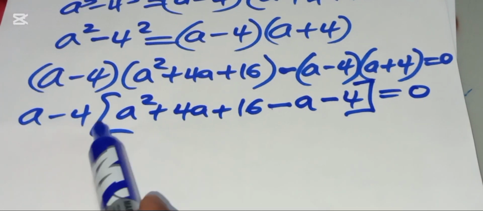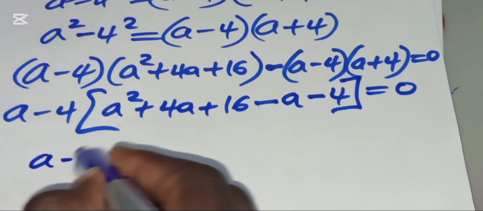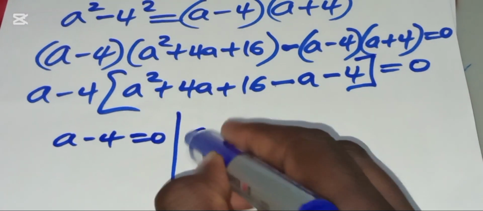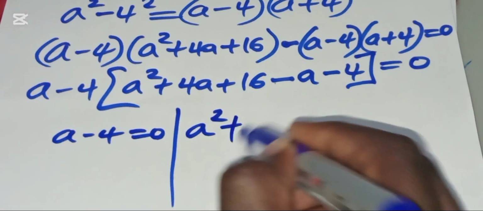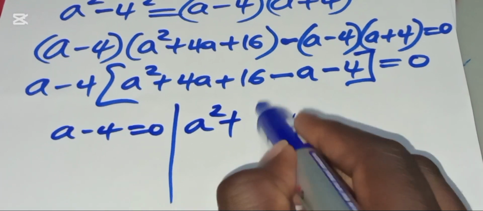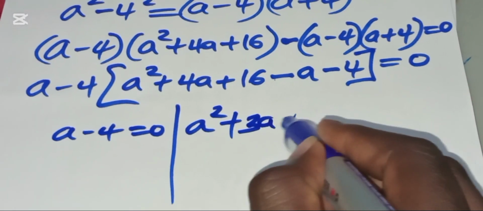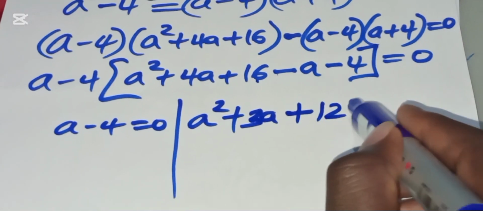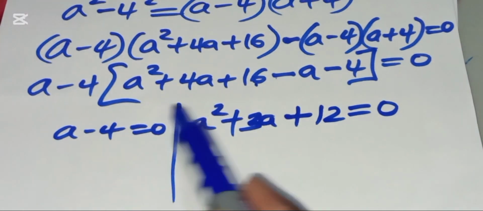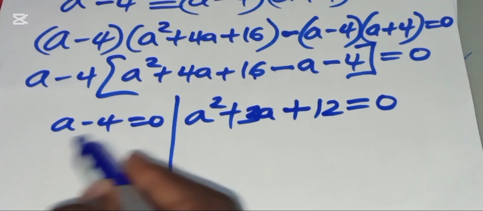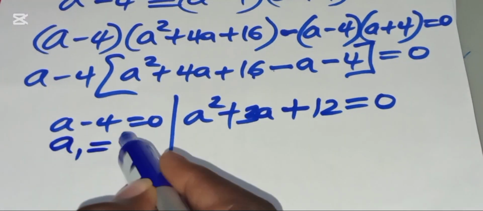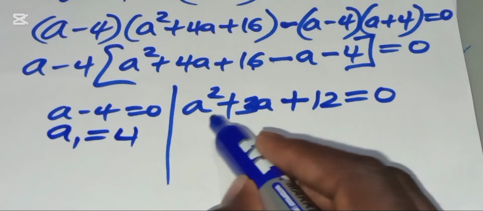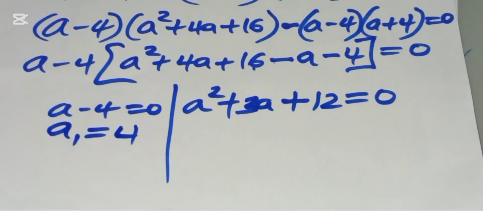Now we have two parts. We have a minus 4 equal to 0, which is the first part. And the second part is a squared plus 4a subtract a, which is 3a, and then 16 minus 4, which is 12. This is equal to 0. The first part, a minus 4, gives us the value of a, that is a1 is equal to 4. The second part, a squared plus 3a plus 12, is a quadratic equation with a equal to 1, b equal to 3, and c equal to 12.